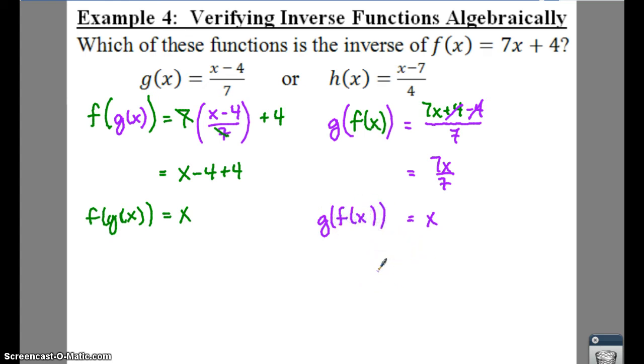You could go through and check f of h of x and h of f of x. However, those will not give you the nice satisfying x's at the end. So we actually just proved that g of x and f of x are inverses. We did only half the work. Whoop whoop.